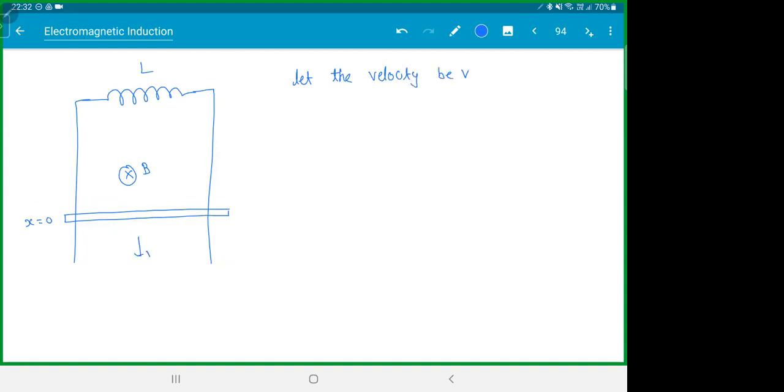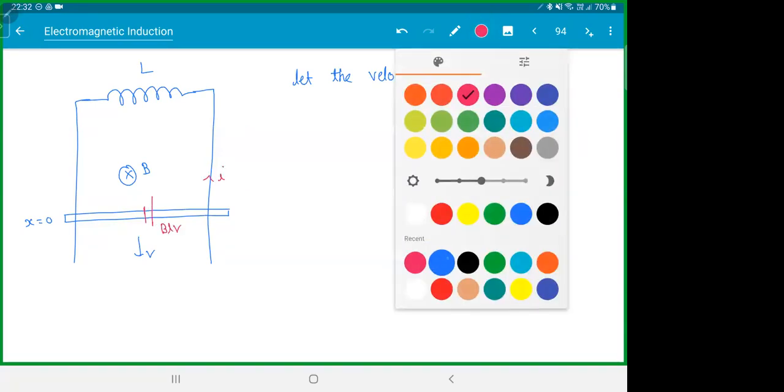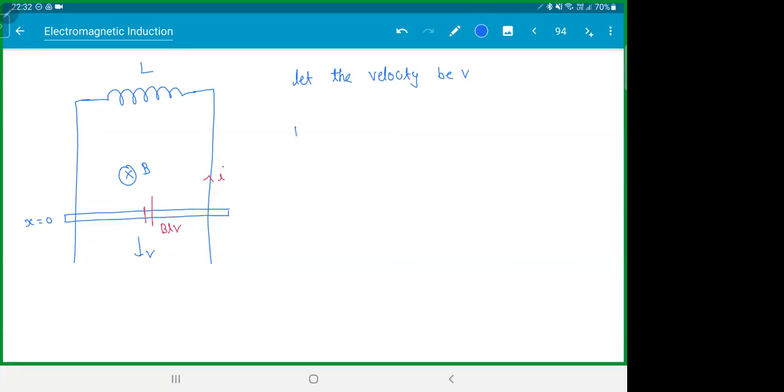So if this guy is going with v, this will act like a battery, like this EMF BLV. So the circuit will become BLV minus L di by dt is equal to 0. So from here we get di by dt is equal to BLV by capital L. Getting that from Kirchhoff's law.